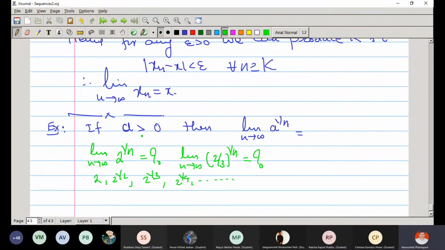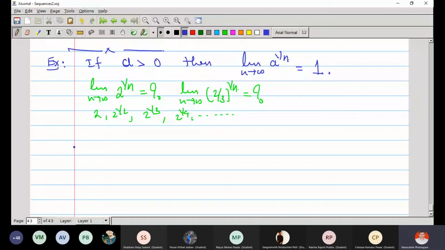That means if a is greater than 0, what is a raised to 1 by n? A is a constant, and what is the limit? What we expect is 1. So the limit is 1. This is what we want to prove now. Generally we believe that a raised to 0 is 1, and we accept it easily, but this is true because of this, and here is the proof.